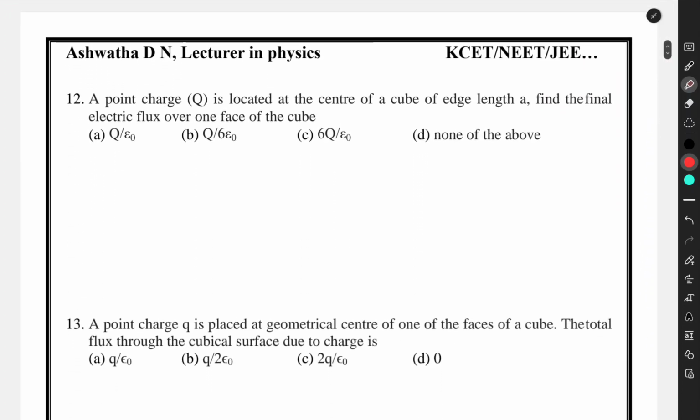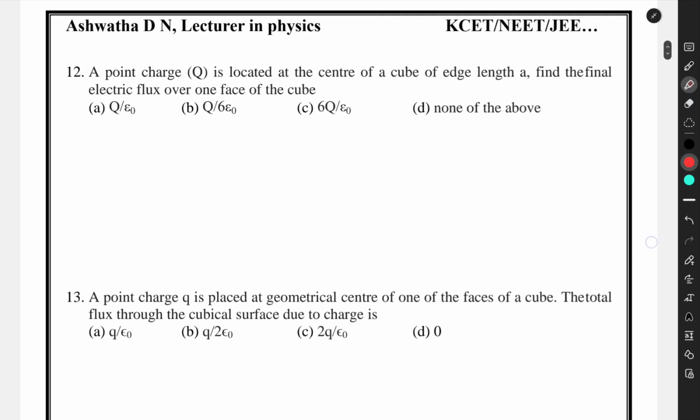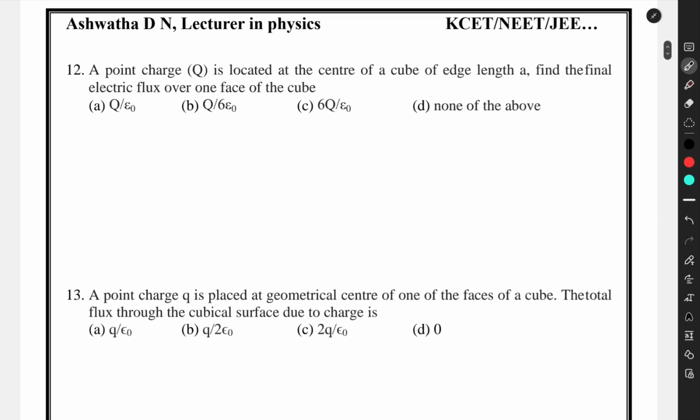Moving on to this one. A point charge Q is located at the center of a cube of edge A. Find the electric flux over one face of the cube. See, a point charge Q is located at the center of the cube of edge A. So there is a cube here. Let me draw a cube.